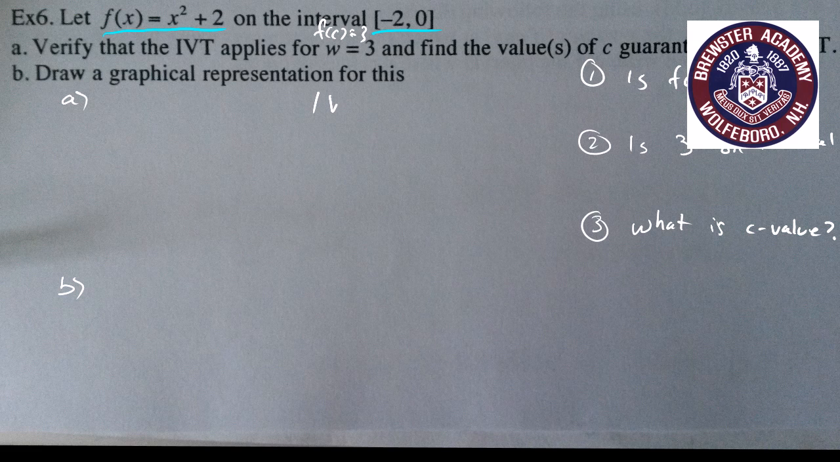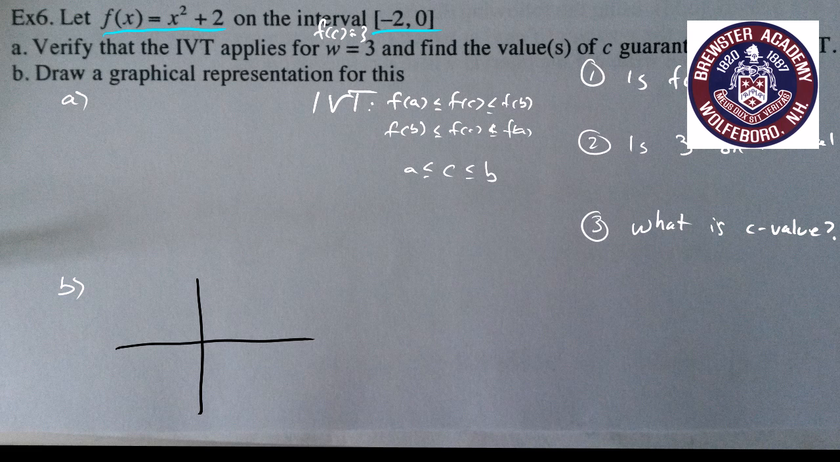So if we remember, the intermediate value theorem states that if f of a is less than f of c is less than f of b, or f of b is less than f of c is less than f of a, then there exists a c that is between our a and our b. So what does this look like in a graph?